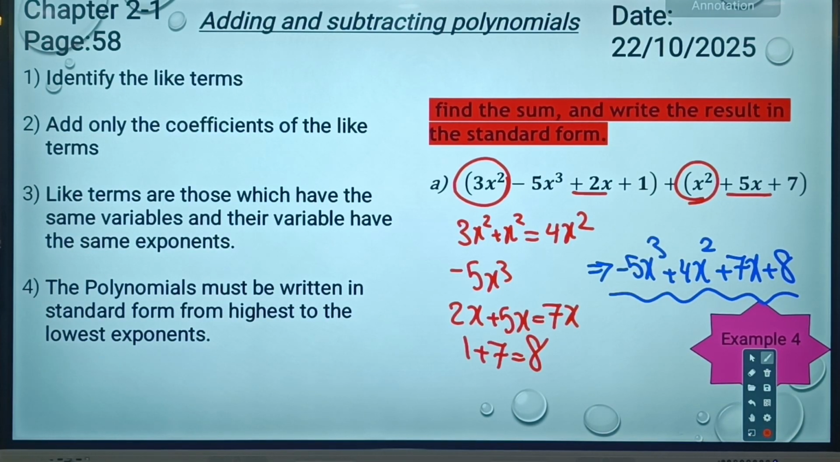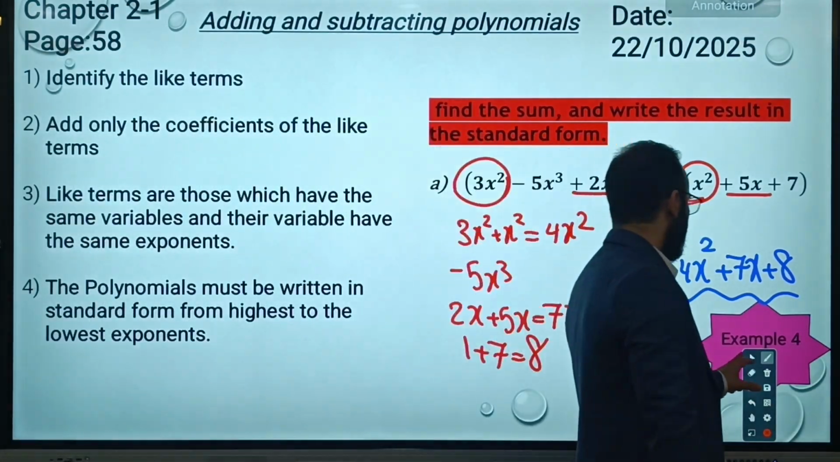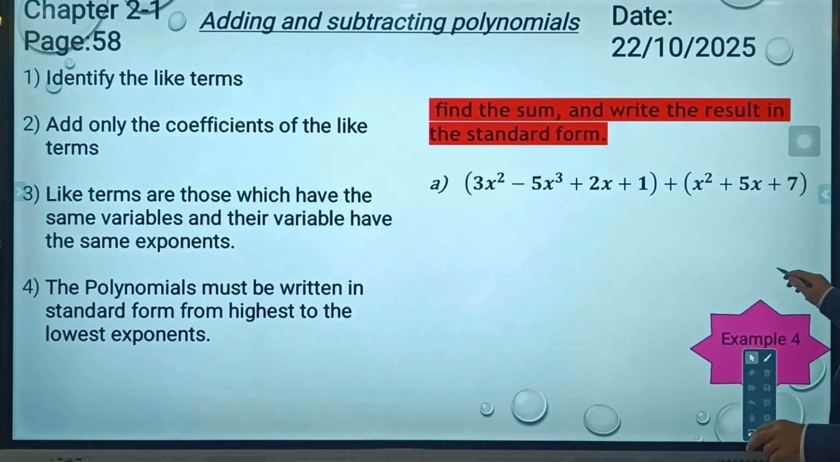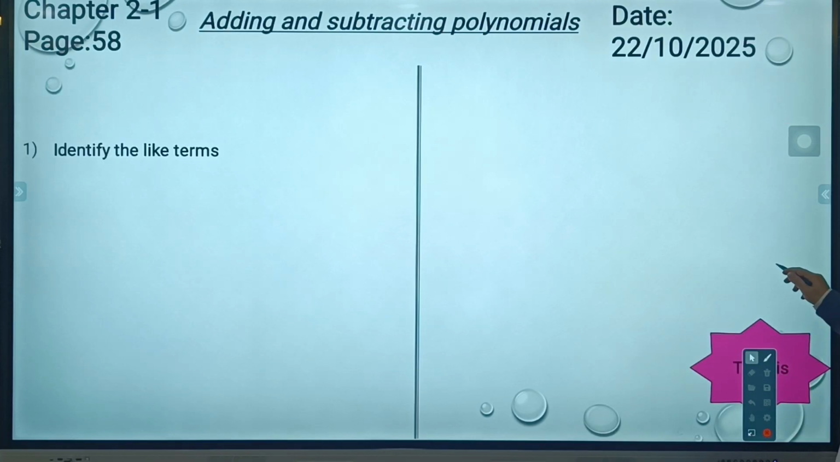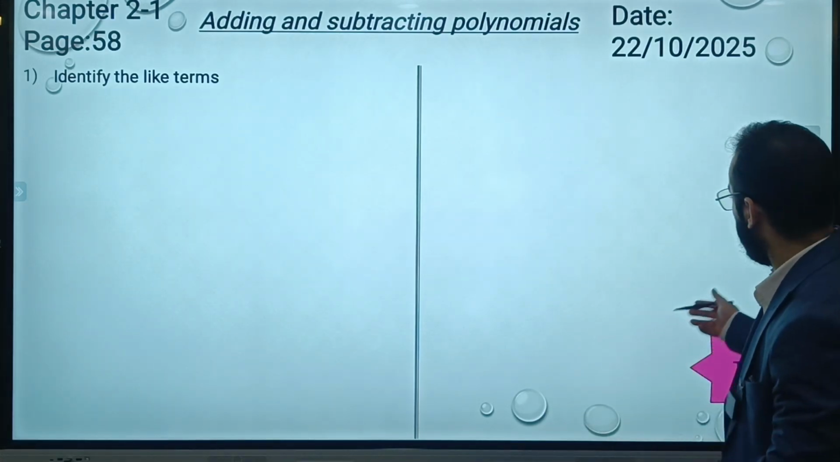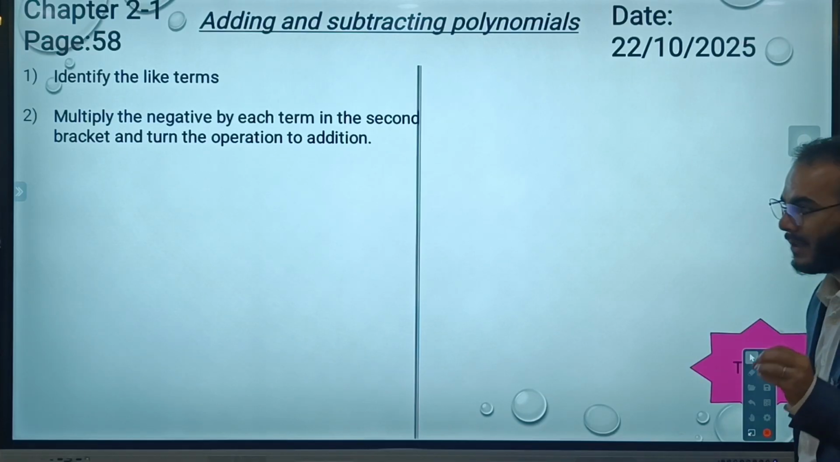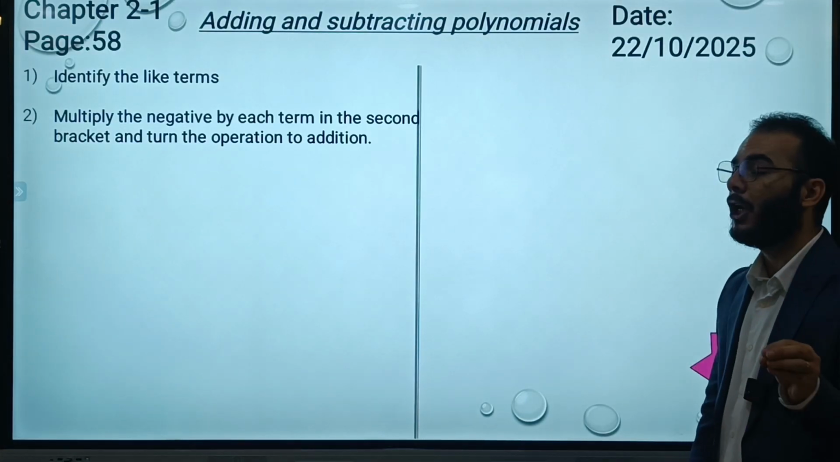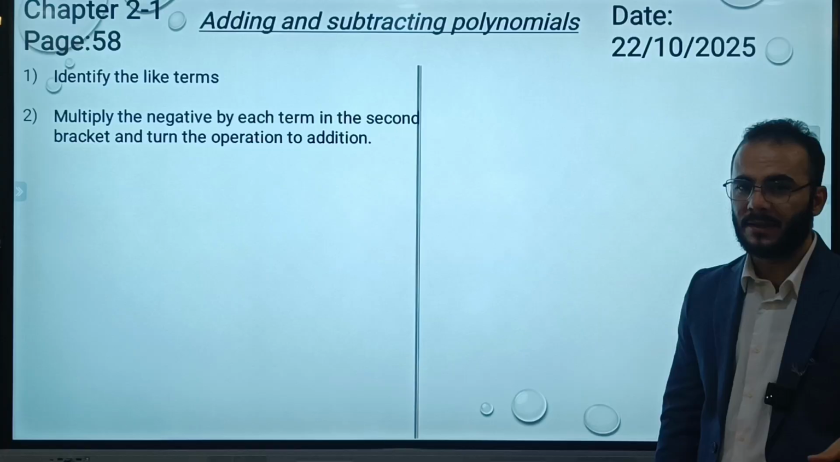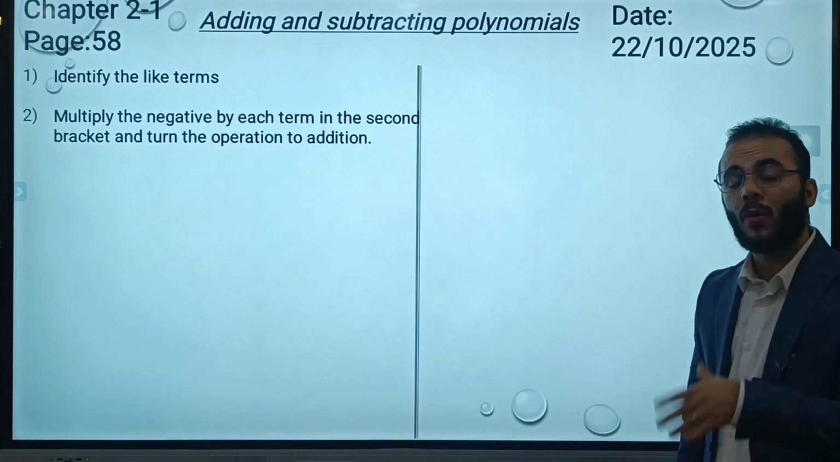Yes, everything is clear. Okay, that is regarding addition. For subtraction, there is only one more extra note that we need to take care of. Yes, identify the like terms, the same thing as for addition. But after identifying, it's better to multiply the negative by each term in the second bracket and turn the operation to addition. That is one way.